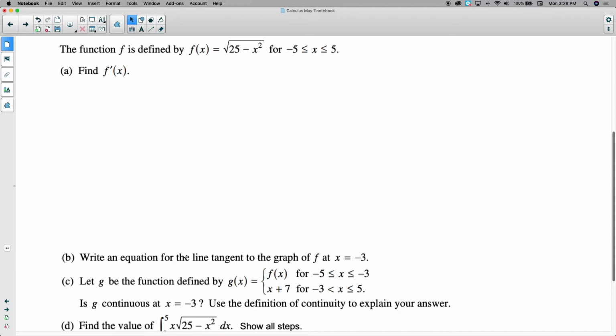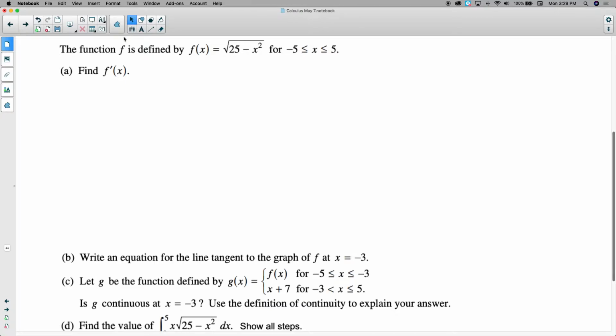Okay, so then we have this function which is defined as the square root of 25 minus x squared, and that's for the interval negative 5 to 5. I happen to recognize that as the upper part of a circle of radius 5. So that's essentially what we got going on. But I don't know that that matters, but I'm taking note of that. And part A is to find f prime.